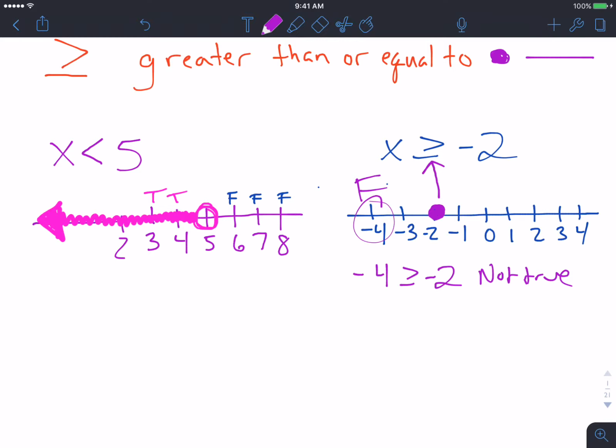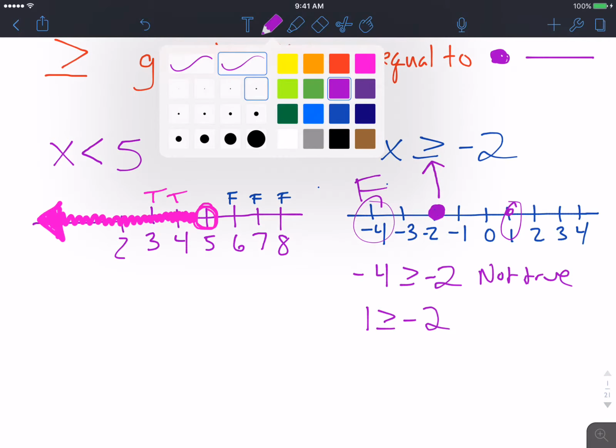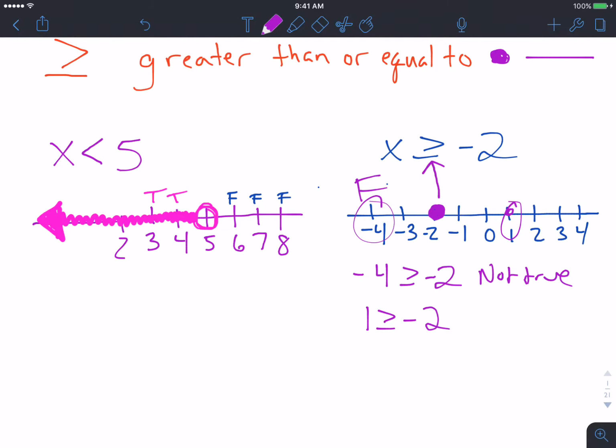But I'm going to check one other thing. If I go over here and check 1, is 1 greater than or equal to -2? Well, of course, I'd rather have $1 over owing someone $2. So I'm going to shade this way where it is true.